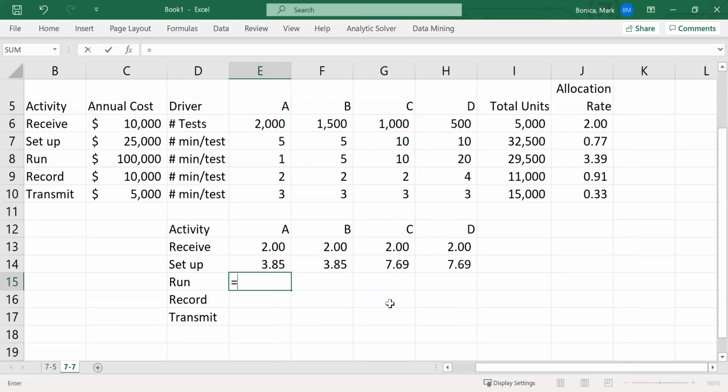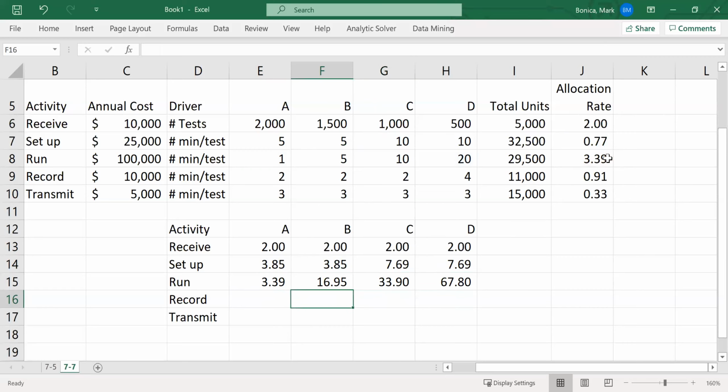Now run is 1 minute for A times $3.39. For B, running is 5 minutes times $3.39. Running for C is 10 minutes times $3.39. And then running for D is 20 minutes times $3.39.